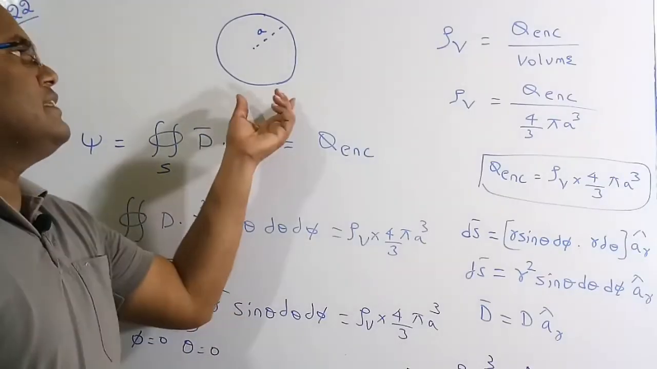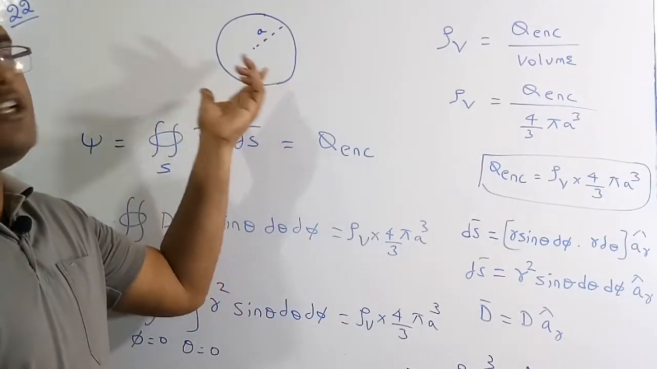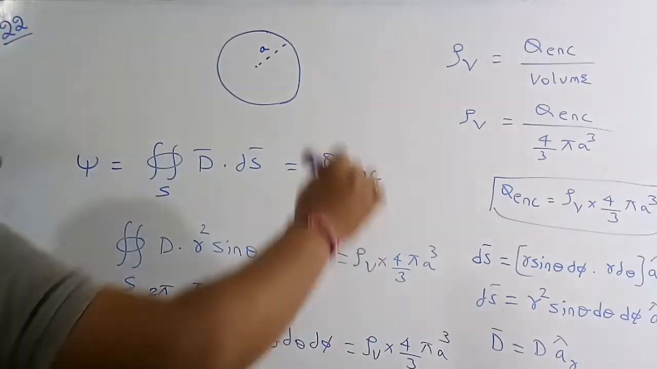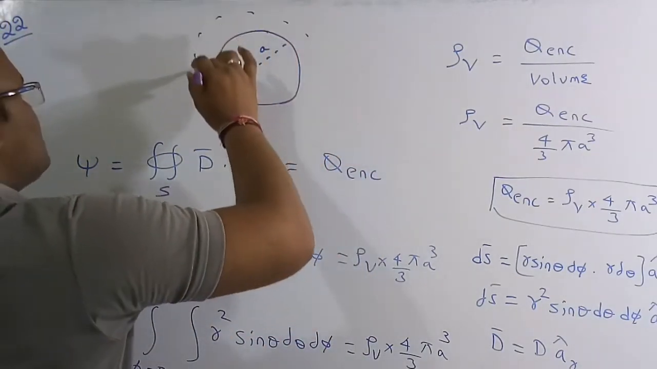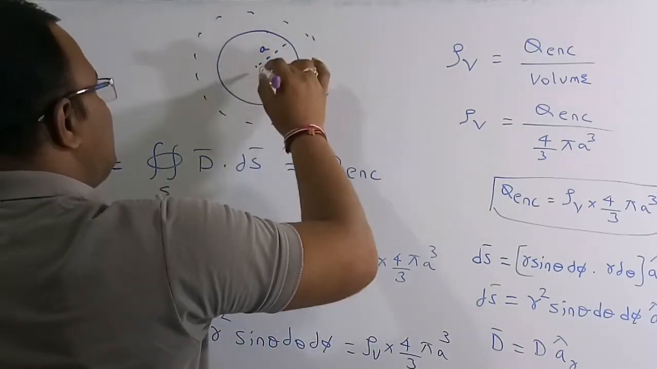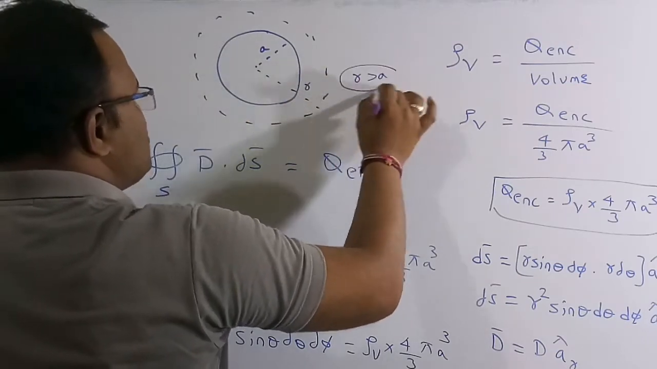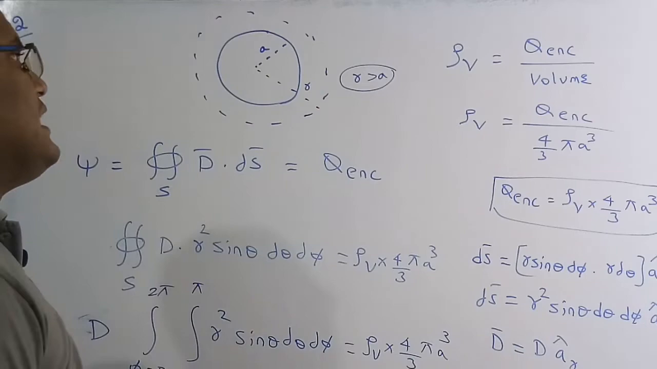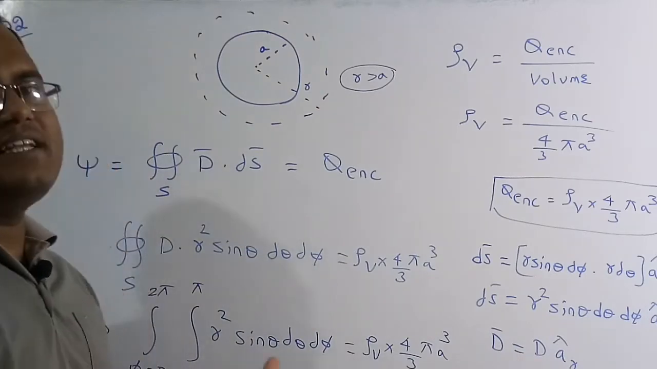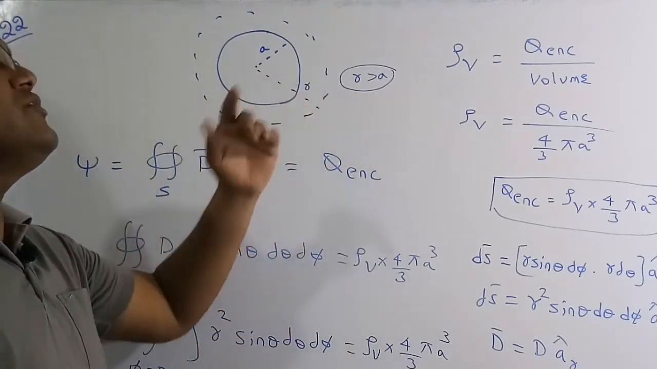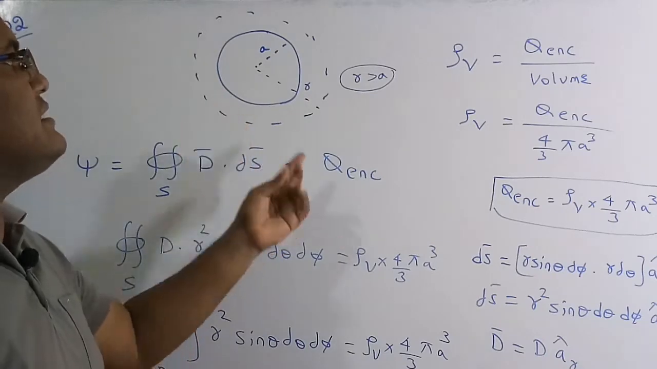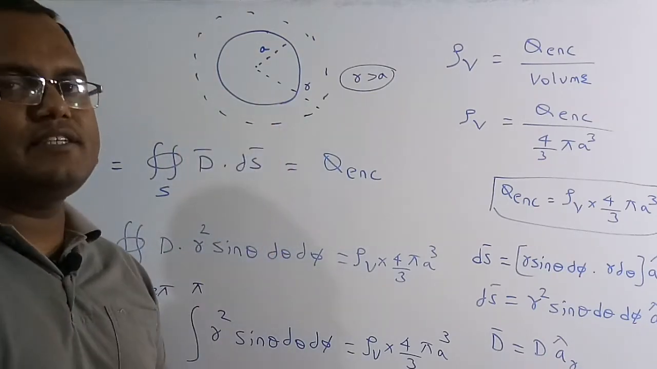So now here let me assume a solid sphere of radius A. Suppose I am going to assume a Gaussian sphere of radius r. Let me assume this radius is greater than A. Then I want to know what is the expression of the electric flux density, and then finally I can keep r is equal to A in order to get the value of the electric flux density when at r is equal to A, I can easily figure out.